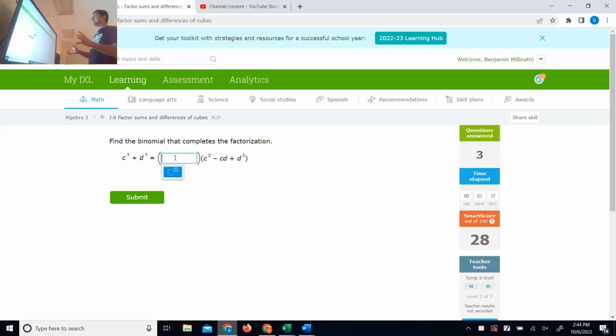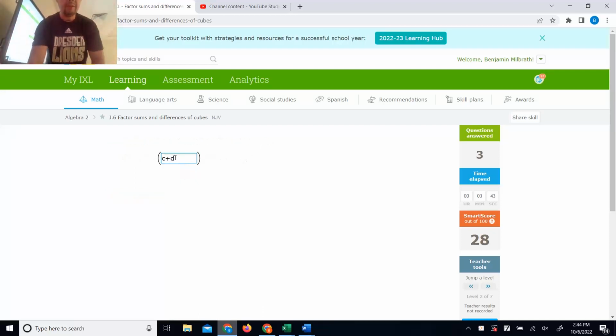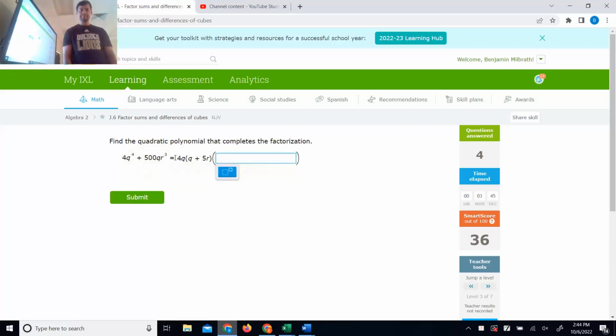All right, so here they try to trip you up by using variables. To create a c cubed, you take a c and you cube it. To create a d cubed, you take a d and you cube it. All right, done with that one.